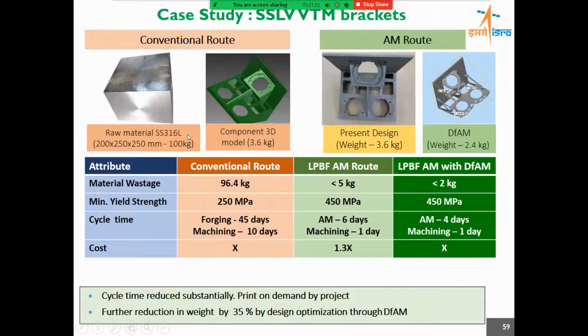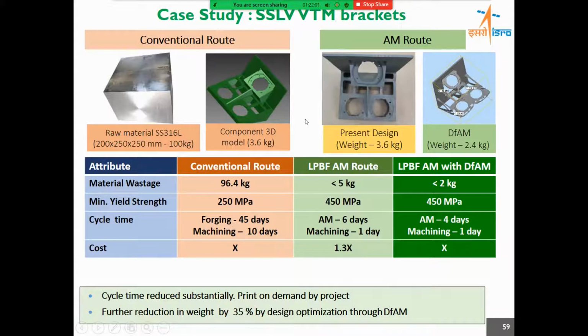So here the buy-to-fly ratio is something like 24 to 25. That is, you are buying 25 kilograms for every 1 kilogram of final component required. We have also seen that the strength in the conventional route is only 250 MPa, and in cycle time we also have a tremendous advantage. When you go through the 3D printing route, you can get higher properties and realize these components in a very short duration. Yes, the cost is slightly higher, but when we go into mass production, this cost can be brought down.